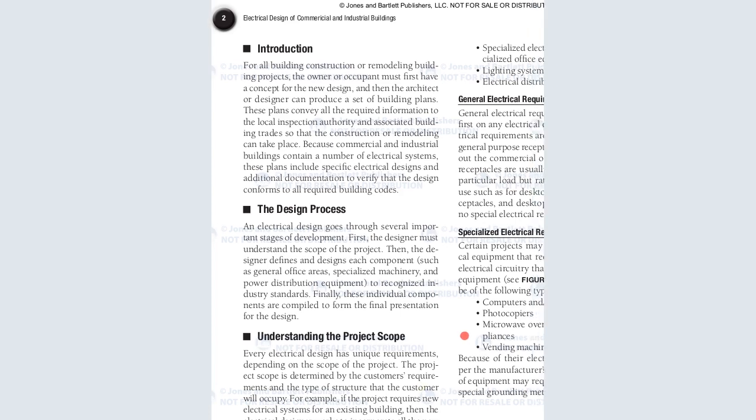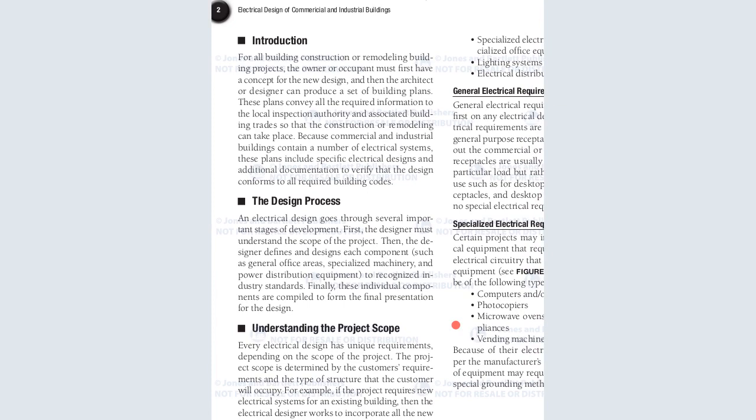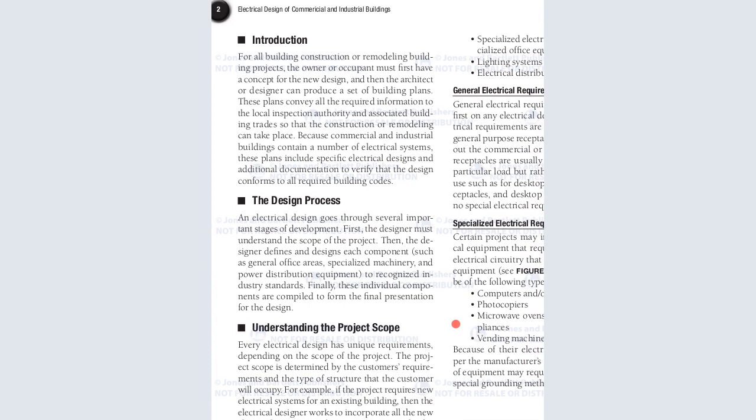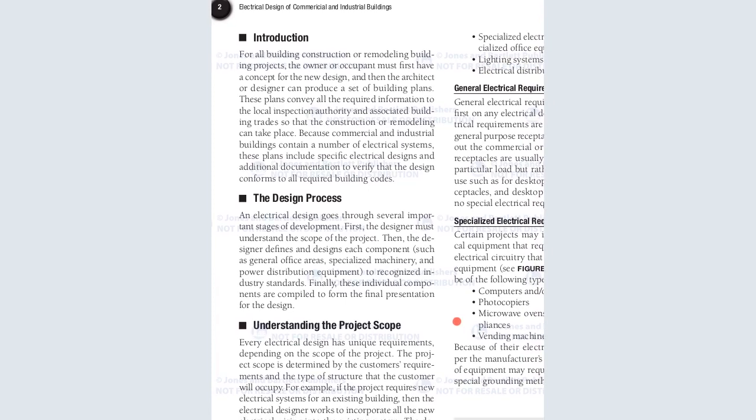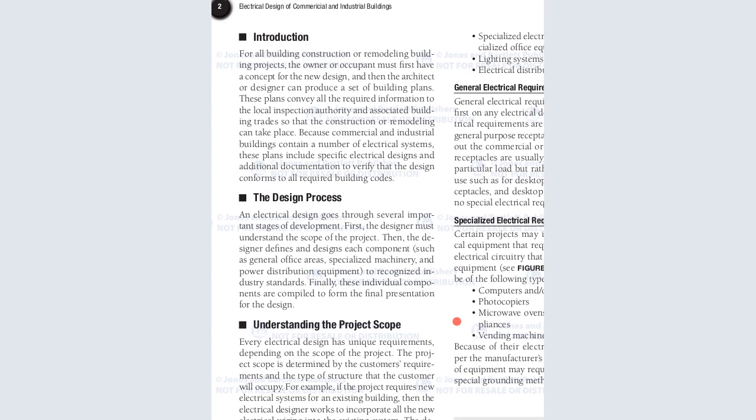In all building construction or remodeling projects, the owner or occupant must first have the concept of the new design, and then the architect or designer can produce a set of building plans. These plans convey all the required information to the local inspection authority and associated building trades, so that the construction or remodeling can take place.